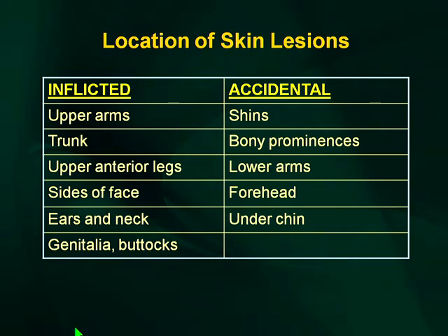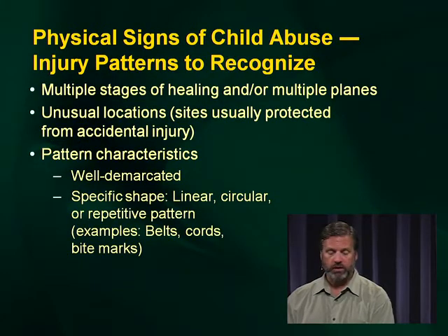So upper arms, trunk, upper anterior legs, sides of the face, ears and neck are actually one of the more common places. Genitalia or buttocks. Sometimes the mouth experiences inflicted injury. And then more likely accidental if it's occurring in these kinds of places. Because, when you think about it, these are the kinds of places that toddlers and other kids actually do get hurt. So there tend to be the leading edges, things like shins and bony prominences, the lower forearms, and the forehead and the chin. Those are places where kids tend to get hurt through accidents. So even just the location of the injury can be helpful to you in raising suspicion for child abuse.